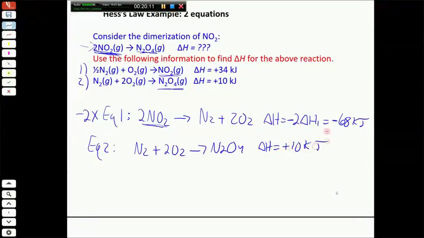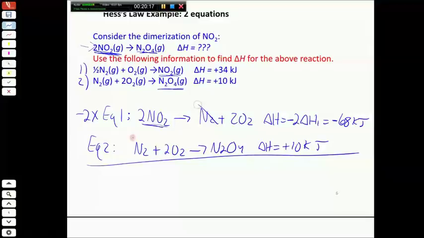And then what we see is when we combine these two together, we're going to have N2 formed in the first equation that gets canceled out in the second equation as a reactant. 2 O2s forms in the first and gets canceled out in the second. And that leaves us with the equation we want, 2NO2 going to N2O4. Alright, so that's how we can combine these two equations to get the overall chemical equation we're interested in.